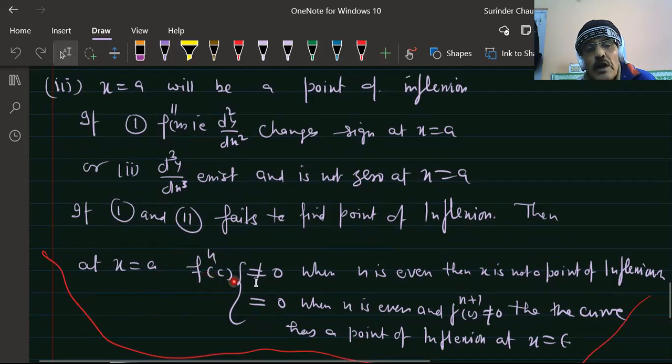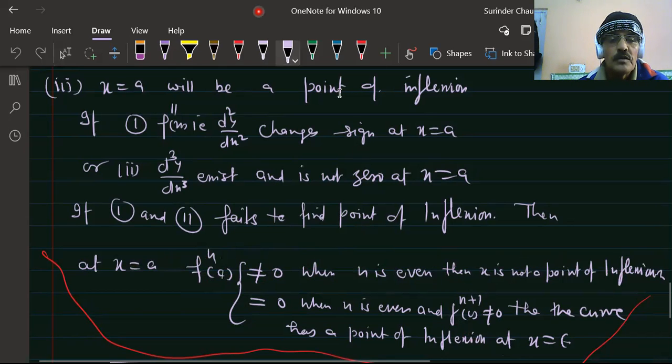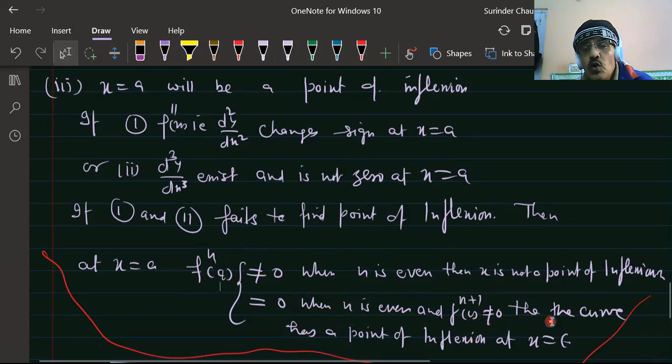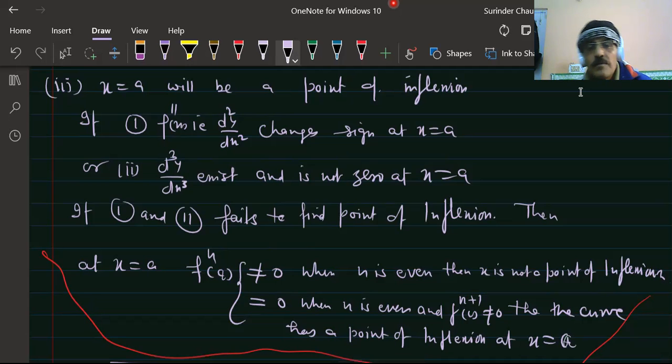If the even order derivatives are not equal to 0, that is, the second, fourth, sixth order derivatives, then x = A is not a point of reflection. And if the derivative is equal to 0 when n is even, and the (n+1)th derivative is not equal to 0, the curve has a point of inflection at x equal to A.